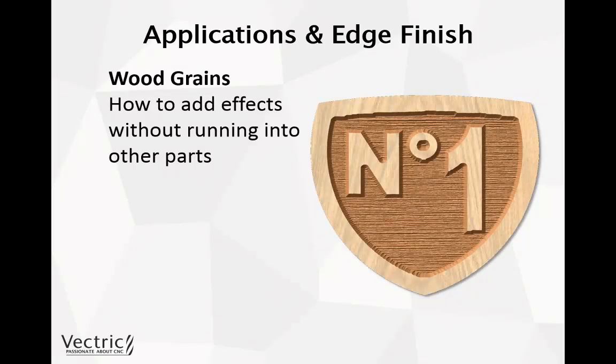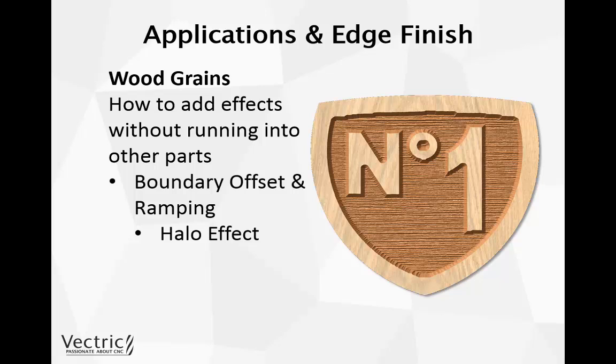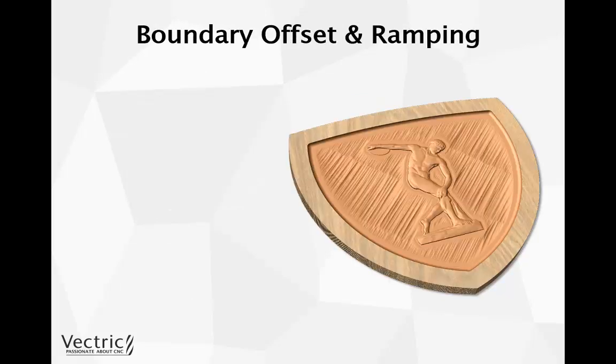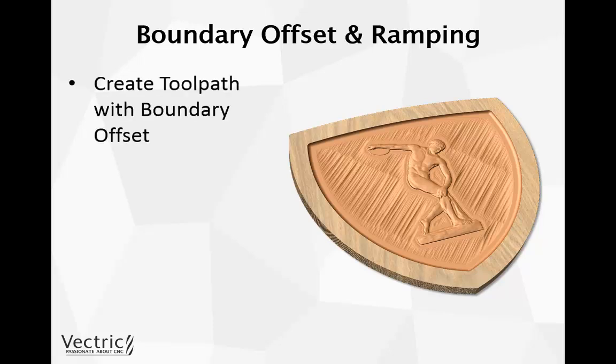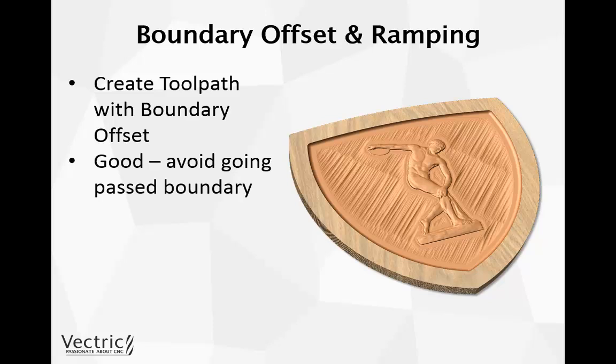So wood grains, how to add effects without running into other parts. We can use the boundary offset and the ramping, but this can lead to leaving a halo effect. There is also the option to inlay, and also the option to have a chamfered edge finish. So let's take a look at these. So we've got the boundary offset and the ramping. So this is where we go ahead and create a toolpath with a boundary offset. The good thing about this is we avoid going past the boundary. The not so good, however, it does leave a halo effect around the objects that we're not trying to eat into with our tool.